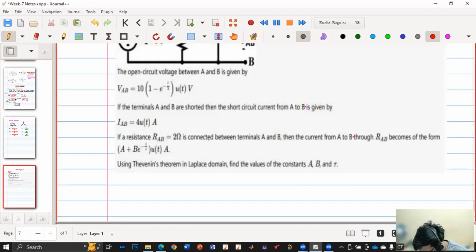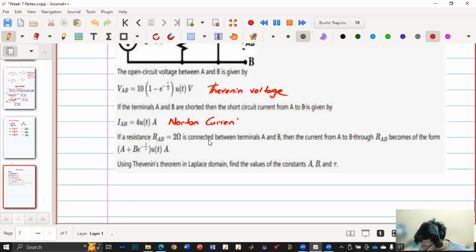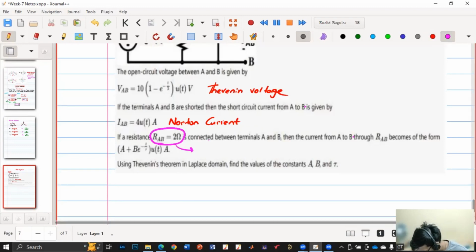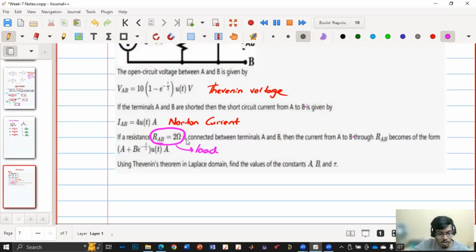So this is Thevenin voltage, and this is Norton current. And RAB is the load. So this is the load we will connect at the end, and they are asking for the load current. So using Thevenin's theorem or Norton's theorem, you have to calculate what is the current through this load.